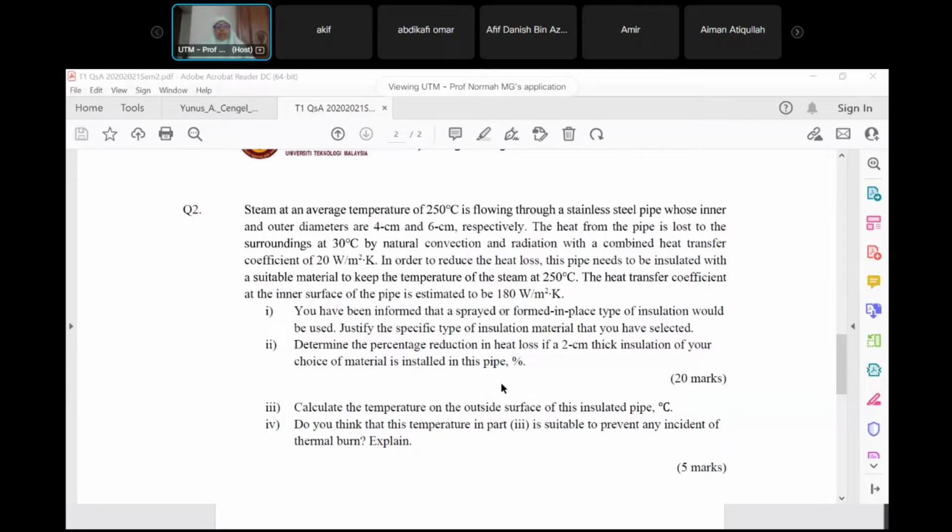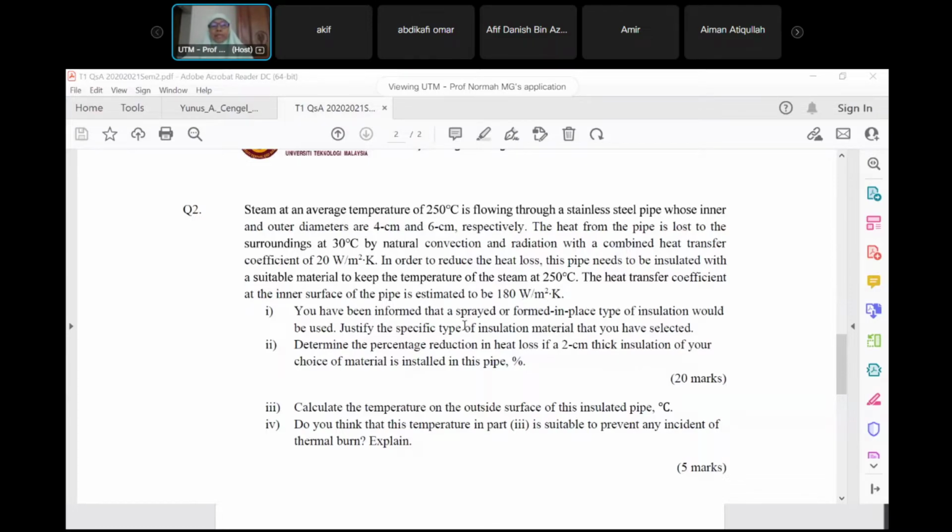It's too long. Okay. The heat from the pipe is lost to the surroundings at 30 degrees C by natural convection and radiation with a combined heat transfer coefficient of 20 watt per meter squared Kelvin. In order to reduce the heat loss, this pipe needs to be insulated with a suitable material to keep the temperature of the steam at 250 degrees C. The heat transfer coefficient at the inner surface of the pipe is estimated to be 180 watt per meter squared Kelvin. This is h.